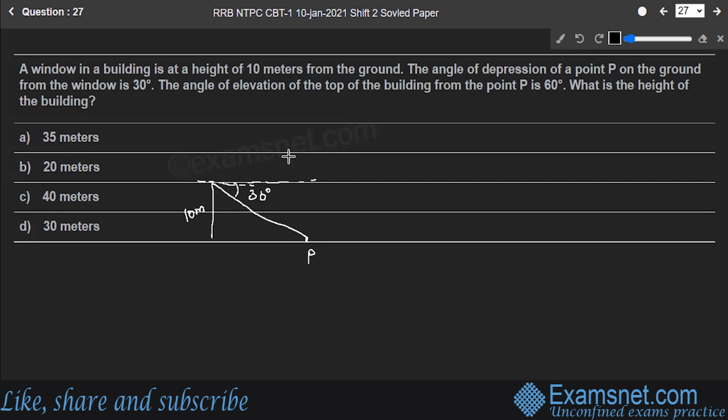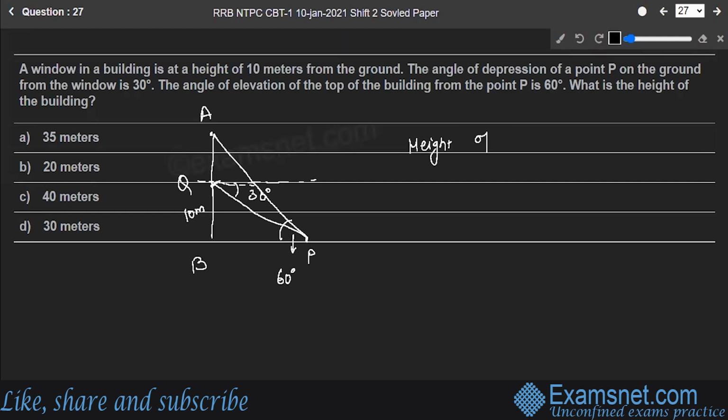The angle of elevation of the top of the building from the point P. So if I have assumed this point A to be top of the building, let this one be B, this point be Q, this one. So let's make the angle of elevation like this. So now you are given that this angle whole is equal to 60 degree. What is the height of the building? So you have to find out actually AB.